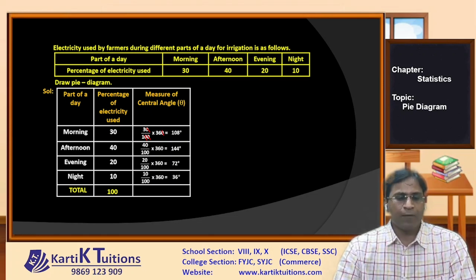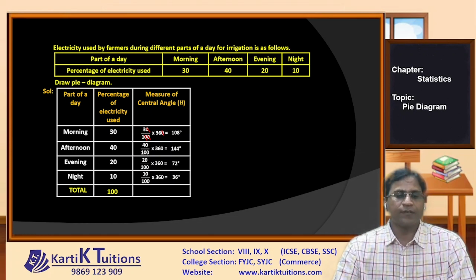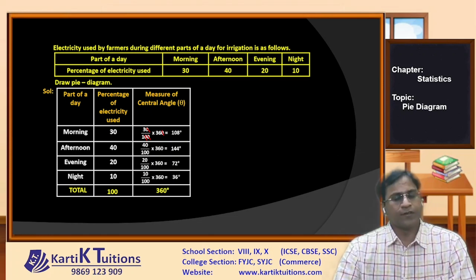Now let's cross check by adding all the central angles. 108 plus 144 plus 72 plus 36. And that gives 360 degree.